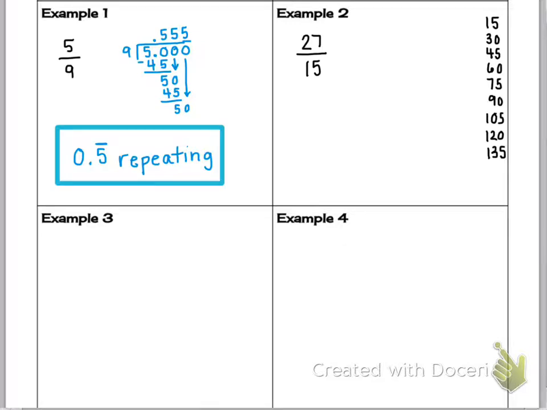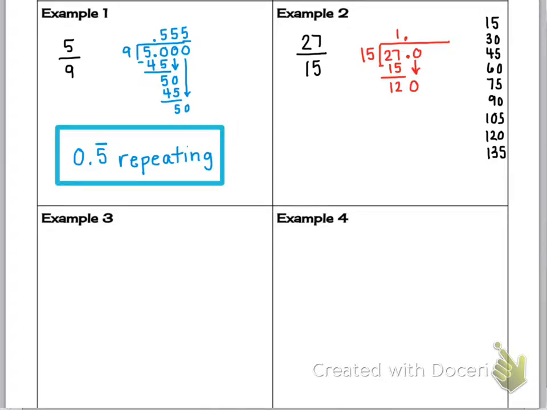Okay, welcome back. Let's try this out. Put the 27 on the inside, top in, 15 on the outside, bottom out. 15 doesn't go into 2, but it does go into 27 one time. Take that 15. Notice I put the 1 over the 7 because the 15 went into the 27. I subtract 27 minus 15 and I get 12. Add a decimal in the problem and the answer and a 0.